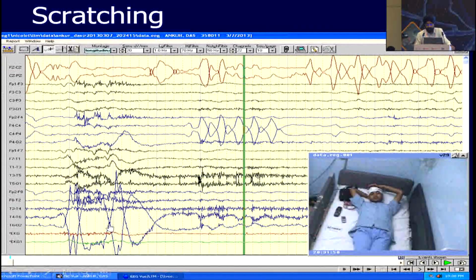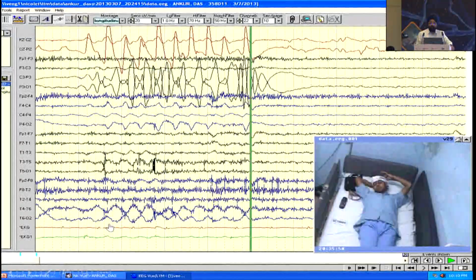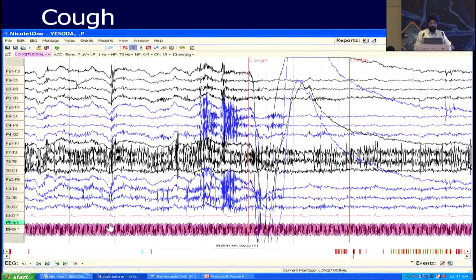Now this is a scratching artifact over FZ, CZ, PZ, over the midline area. Then this is the cough artifact which was seen. You have a lot of pharyngeal muscle and tongue movement along with this, and the masseter and temporalis also getting activated.